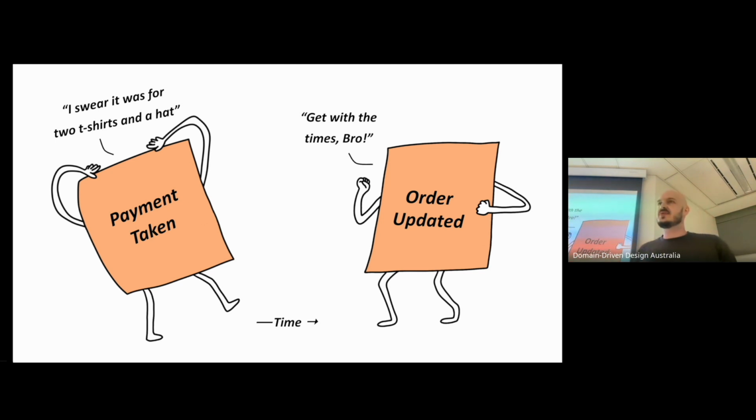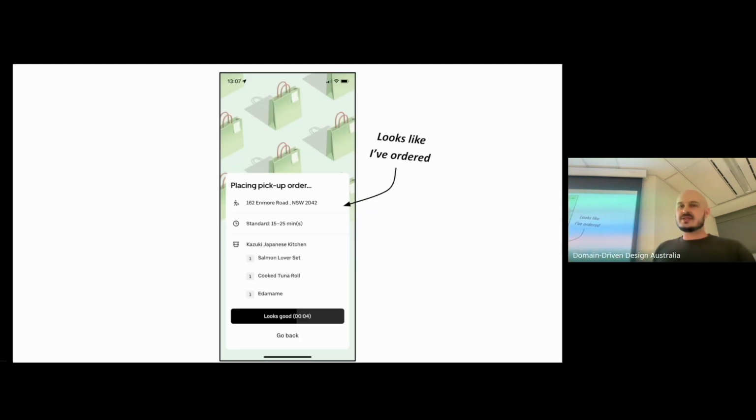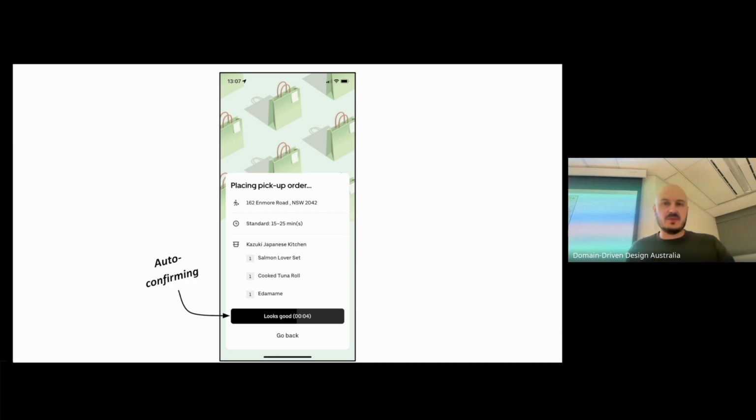Well, has anyone seen this before on Uber Eats? So I've ordered my delicious sushi, which is going to auto-confirm in about 10 seconds. But until then, I can actually back out if I want to, which is just off screen there. But I swear to you, there is a back out button.